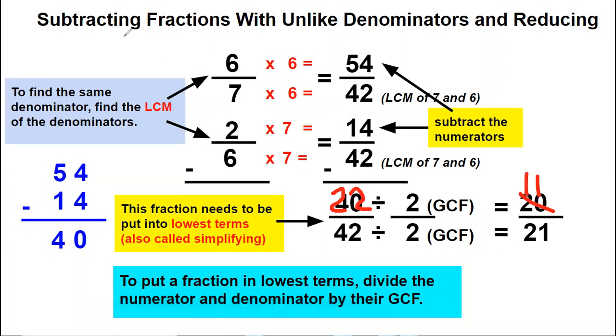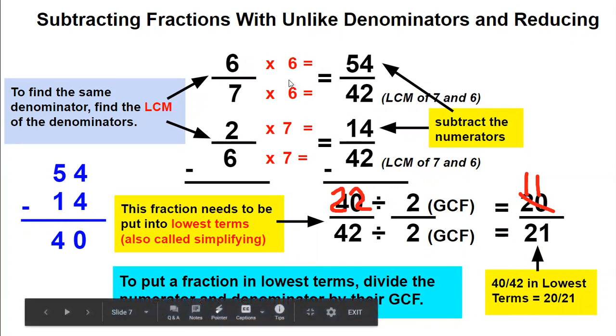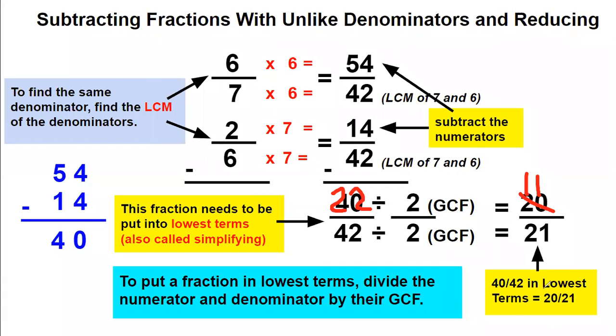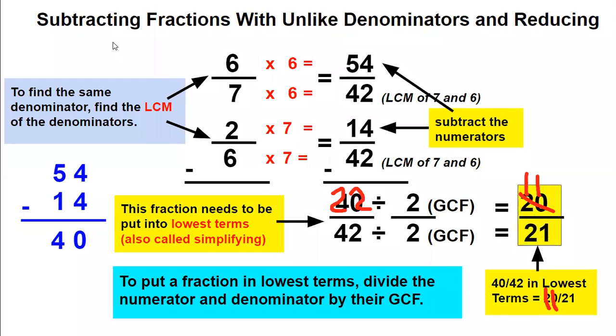11 over 21. That is in lowest terms. I must have forgot to change a number before doing this slide. So there's your answer, 11 over 21. Okay, clear? Let's do another one.